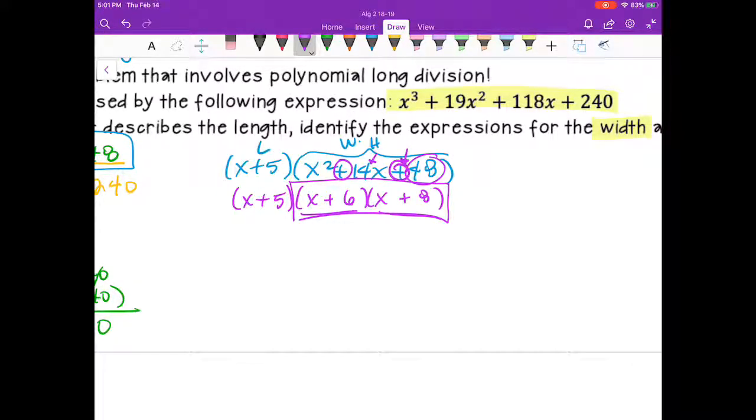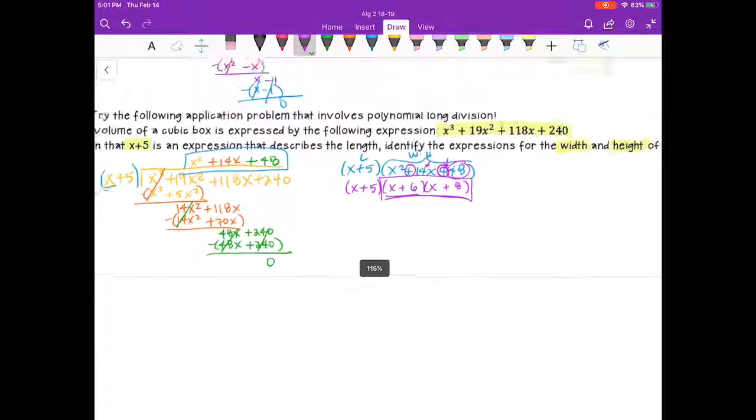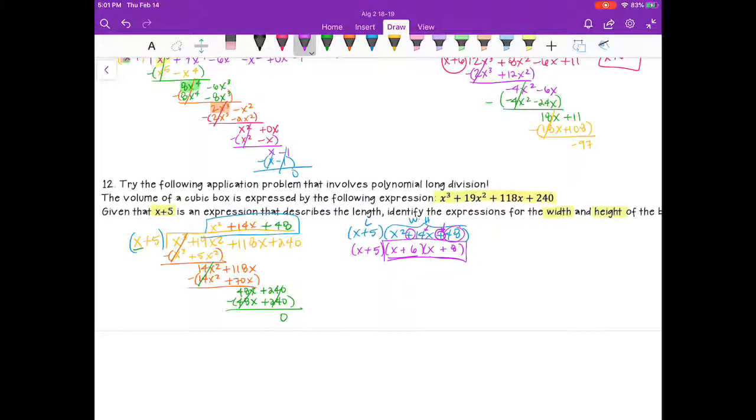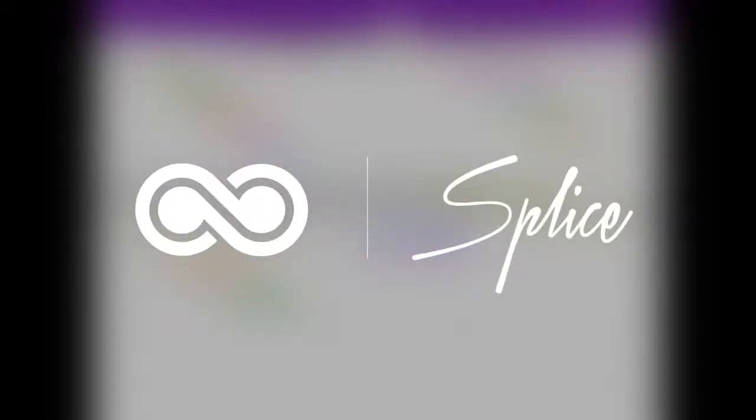So know that we can use polynomial long division. It is helpful, and as we're working through these problems, we're going to even find another way how to do them when we come back and do section 5.5 day 2. So look forward to that.